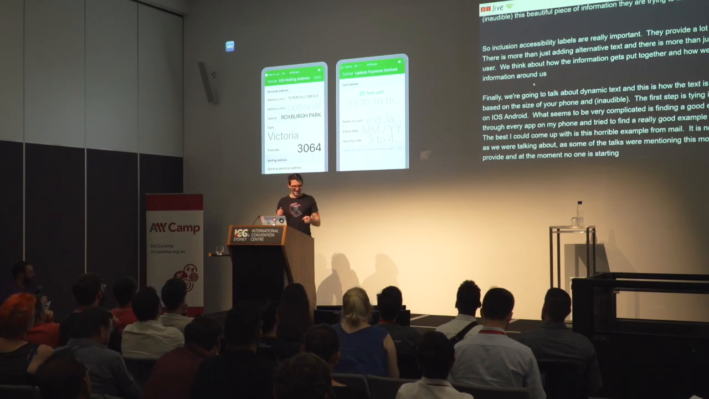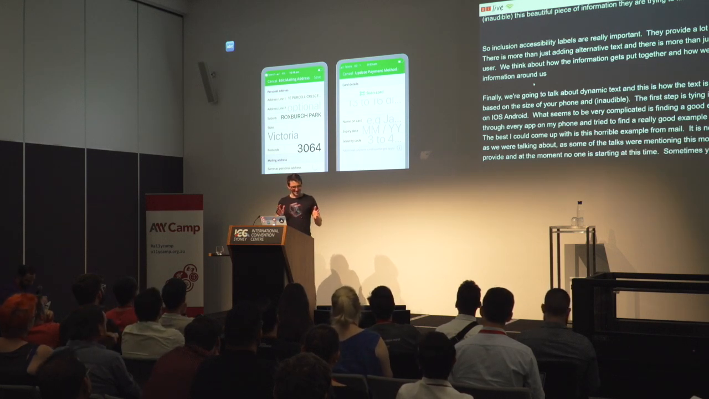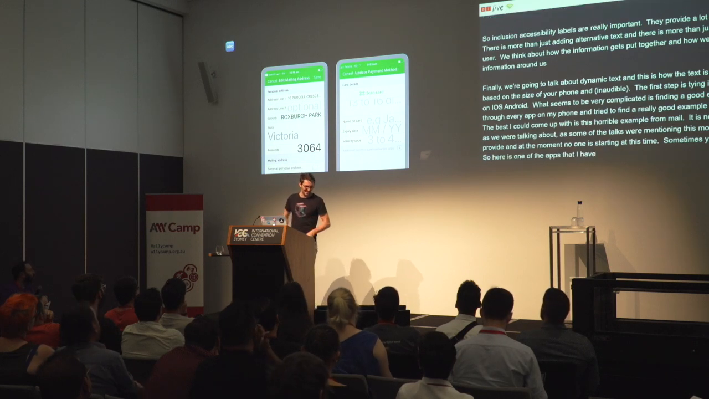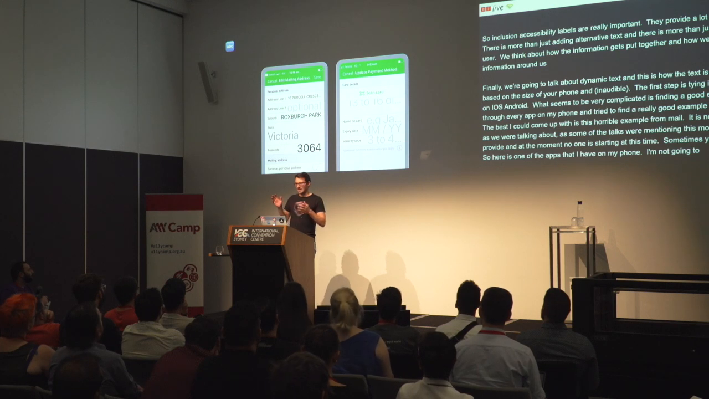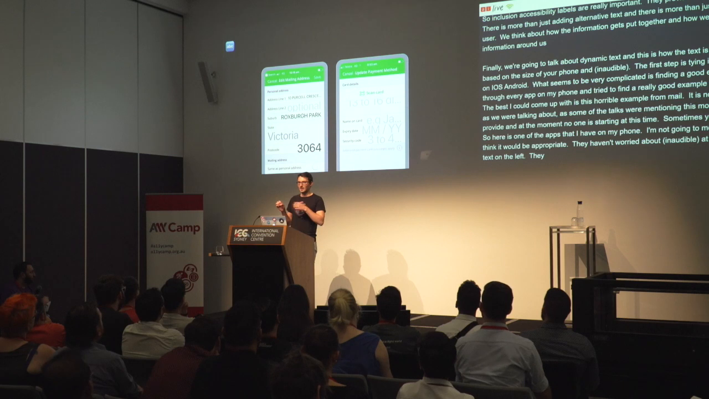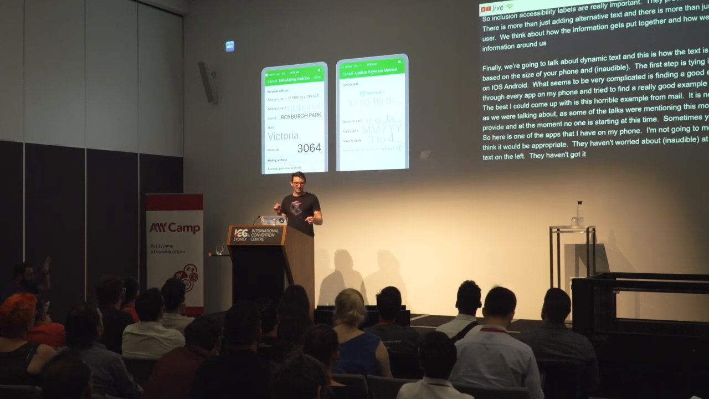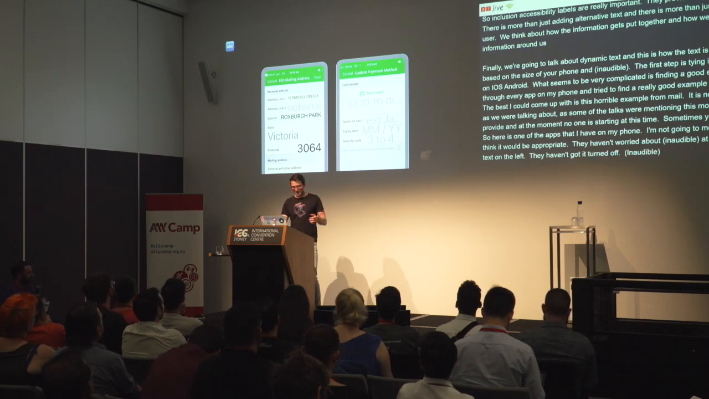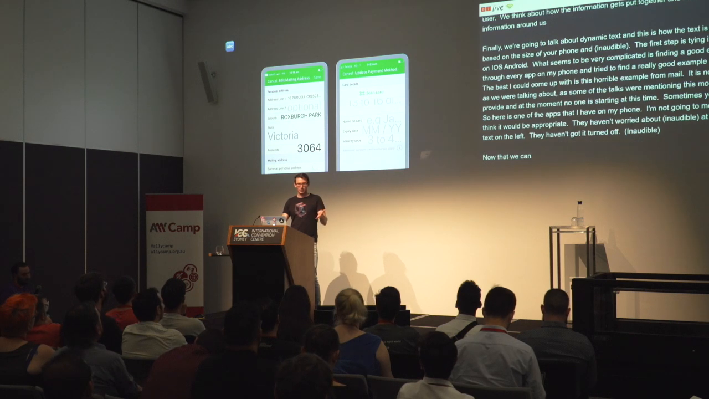So here's one of the apps that I have on my phone. I'm not going to mention them because I don't think it would be appropriate. And they haven't really worried about dynamic text at all. So you can see the text on the left, they haven't got it turned on. But some of the automatic text has picked it up. Sometimes it might just turn little bits of it on automatically. And so now we can see that A, the lovely design that they did is not quite as they wanted it, but also that it's very difficult for you to read the information that you have out there.